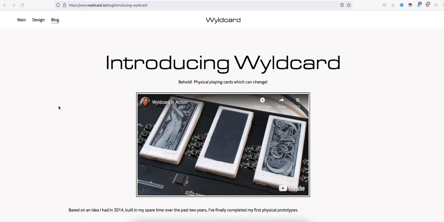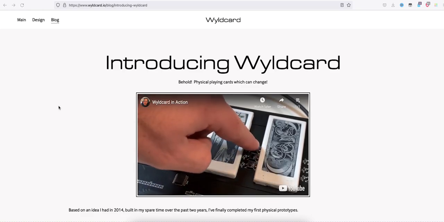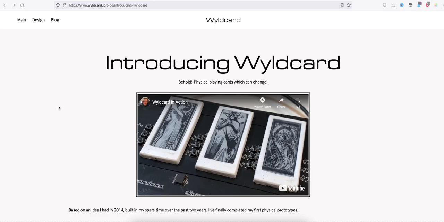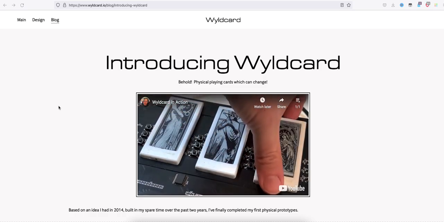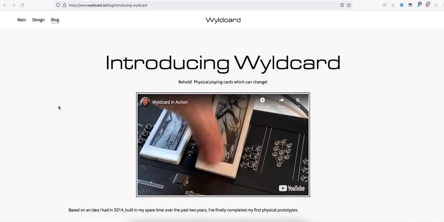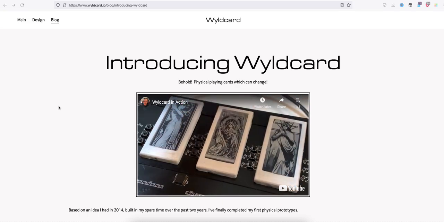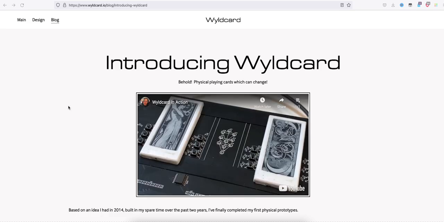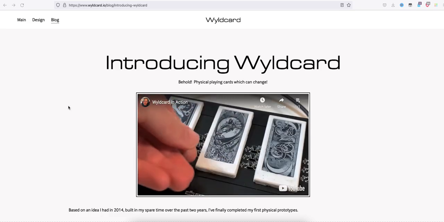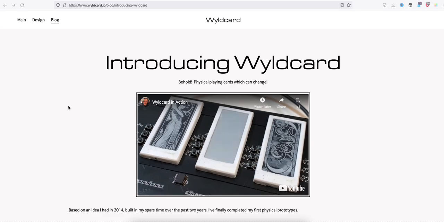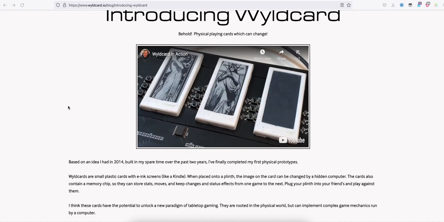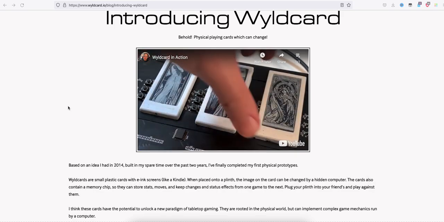All right, guys, here's something exciting. It's trading cards made with e-ink displays. That's right, guys. So basically, it's playing physical cards which can change. As you can see, it's in action right there. And it changes. Nice. So it's called a Wyldcard.